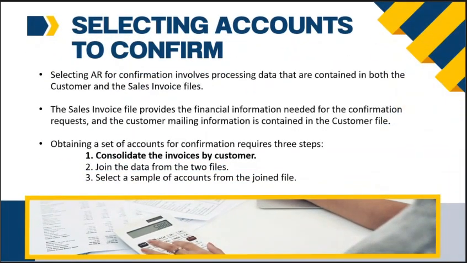Selecting AR accounts for confirmation involves processing data that are contained in both the sales invoice files, which provides the financial information needed for the confirmation request, and the customer file, which contained the customer mailing information. Obtaining the set of accounts needed for confirmation requires three steps. The first step is to consolidate the invoices. This requires consolidating the open invoices of each customer. Next slide.